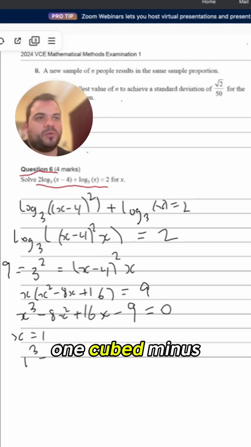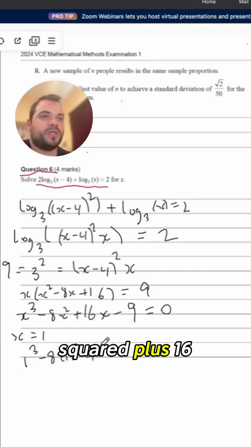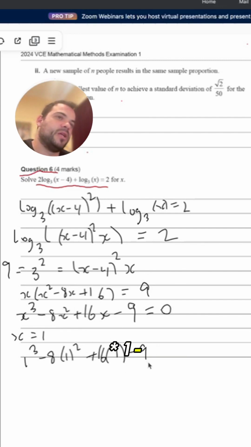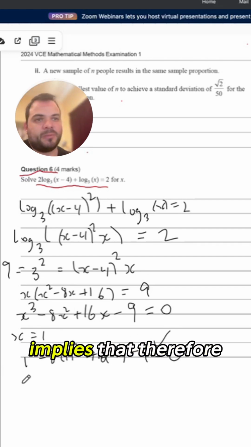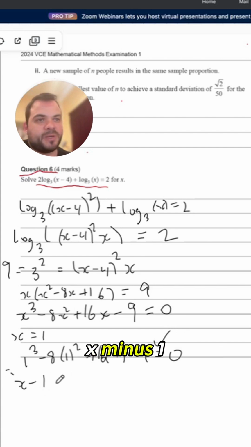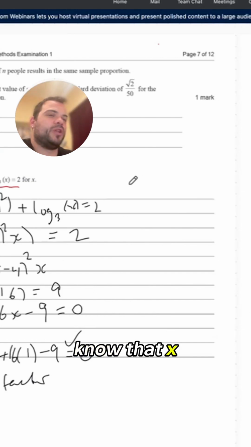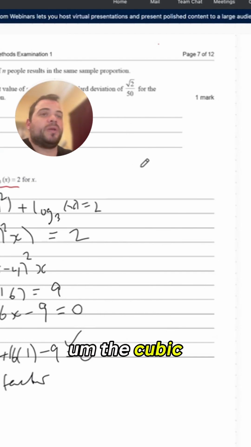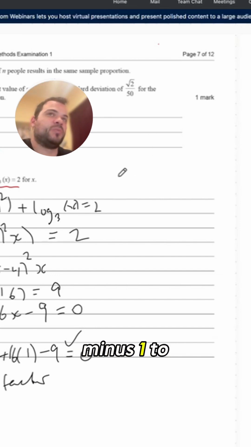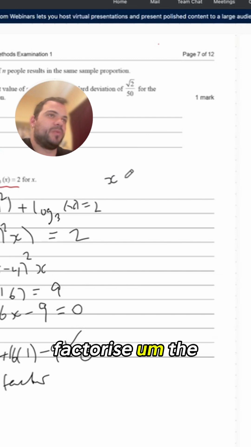and I get 1 cubed minus 8 times 1 squared plus 16 times 1 minus 9. So that's 1 minus 8, which is negative 7, minus 9 is negative 16, plus 16 is 0. So that's good. So factor theorem implies that, therefore, x minus 1 is a factor. Now that we know that x minus 1 is a factor, we need to divide the cubic by this linear factor x minus 1 to find the quadratic factor. So to further factorize the cubic.